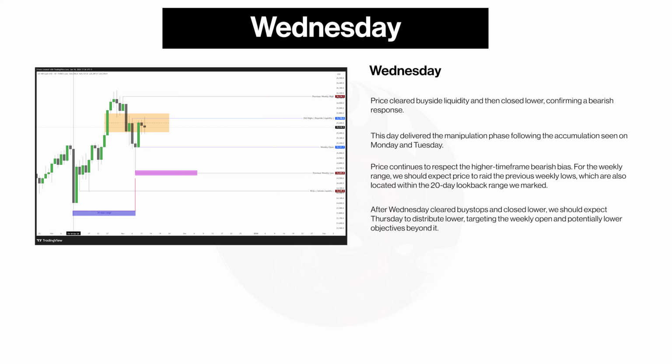The important factor to pay attention to is that price has cleared the opposing side liquidity and delivered the Judas swing for the weekly delivery. As we can see here, price has cleared the buy stops and now it's delivering lower. Now we can expect price to deliver algorithmic sell side targets.